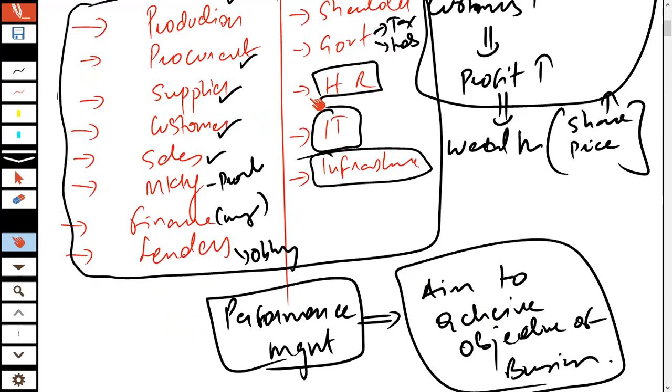I did not go directly onto the syllabus, the reason being I want you to understand the concept of performance management. I want you to understand what performance management involves.